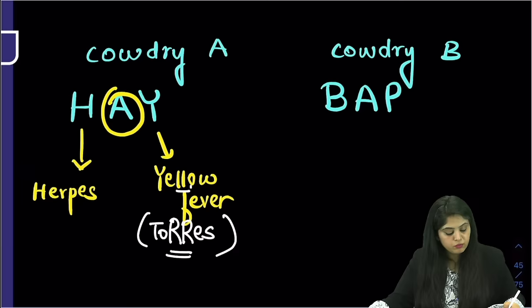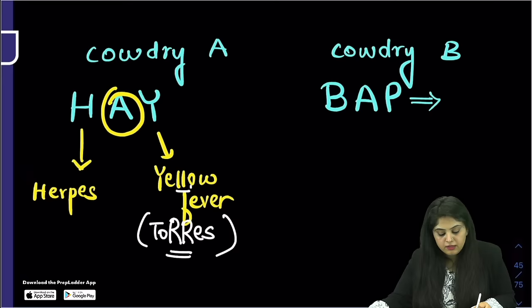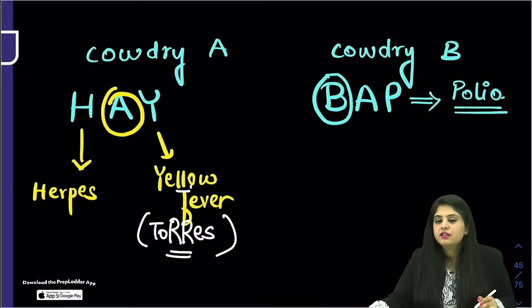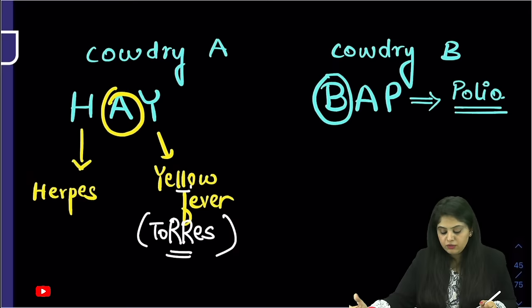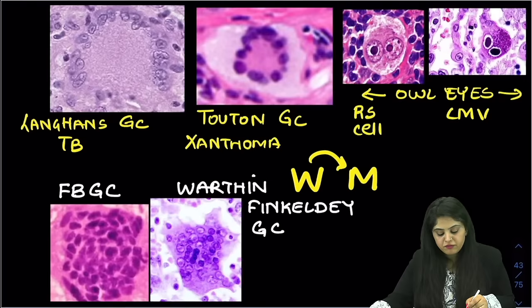What is seen with Cowdry B inclusions? The most famous Cowdry B inclusions are seen most commonly with polio. They can be seen in a lot of others also, but I would always suggest that you learn polio as the most important, which will come in the exam. Yes, adenovirus can also show, that is good enough, but polio is very important. Okay? So now can we come back to the pathology part? Is everyone confident with all these giant cells that I wanted you to study?